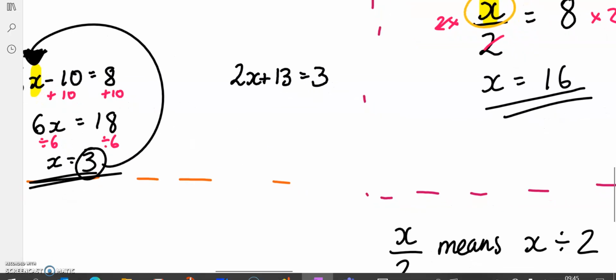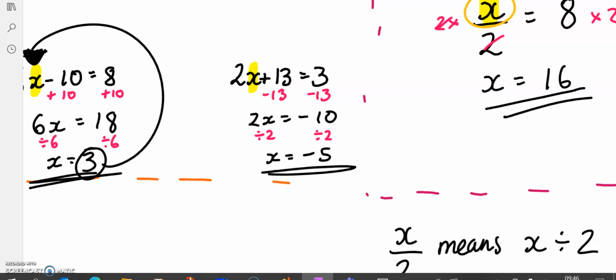Last one in this video, 2x plus 13 equals 3. So we've got a timesing by 2, and then we've got an adding 13. Okay, we want to get rid of this adding 13. So we subtract 13. That's going to lead to 2x equals negative 10. We can get negative numbers here. 3 take away 13, start at 3, go down 13 is negative 10. And then we'll divide by 2. And that's going to lead to x equals negative 5. Negative 10 divided by 2 is negative 5.